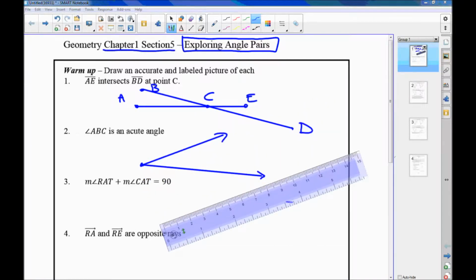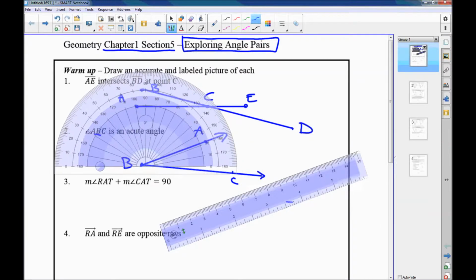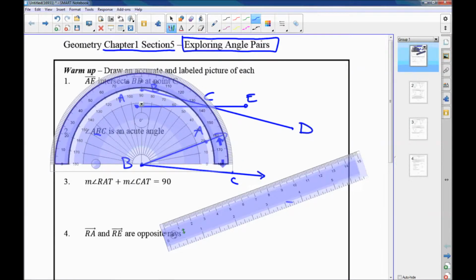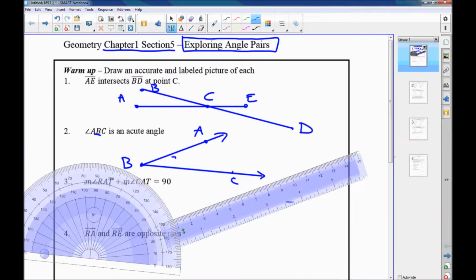Okay. All right, so let's label this correctly. We need the B to be the vertex because that's in the middle of our angle. So here's A and here's C. And then to show that it's an acute angle, we're going to go ahead and measure it and put in the measure. Okay, so let's see what the measure of this one would be. And this looks about 24 degrees to me. So this will demonstrate that it is definitely acute. Okay. All right, number 3.